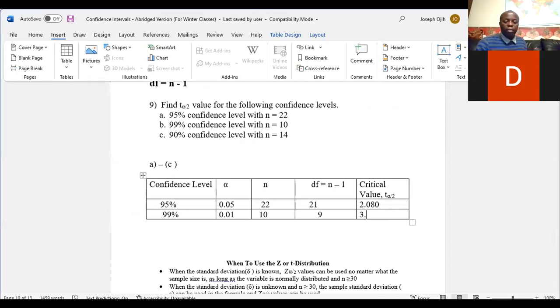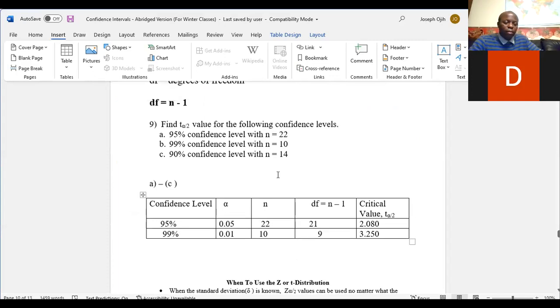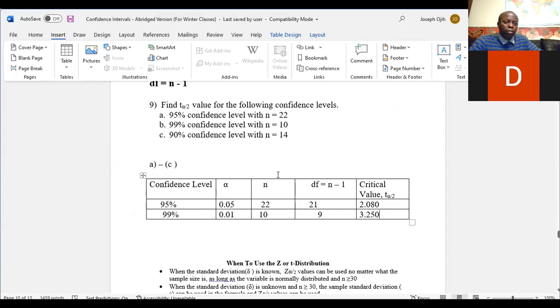3.25. So this is how to get it. You can try part C as a practice. Any question on this? Any question?